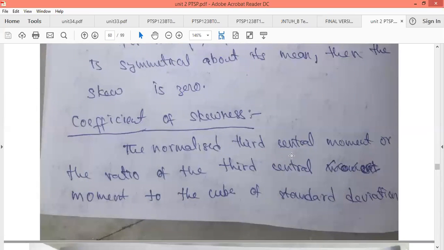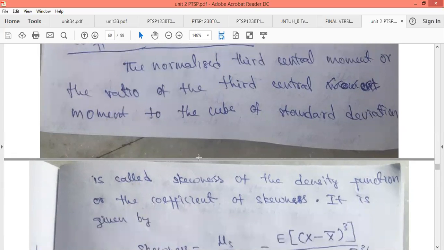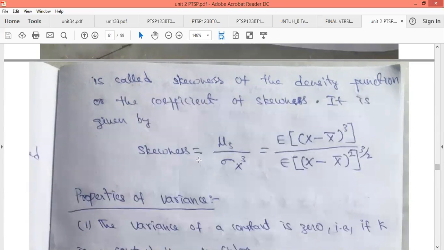The normalized third central moment, or the ratio of the third central moment to the cube of the standard deviation, is called the coefficient of skewness. Okay, how do you find skewness? Skewness can be found by using mu3 divided by sigma x cube. Okay, so using this equation we can find the skewness or coefficient of skewness.